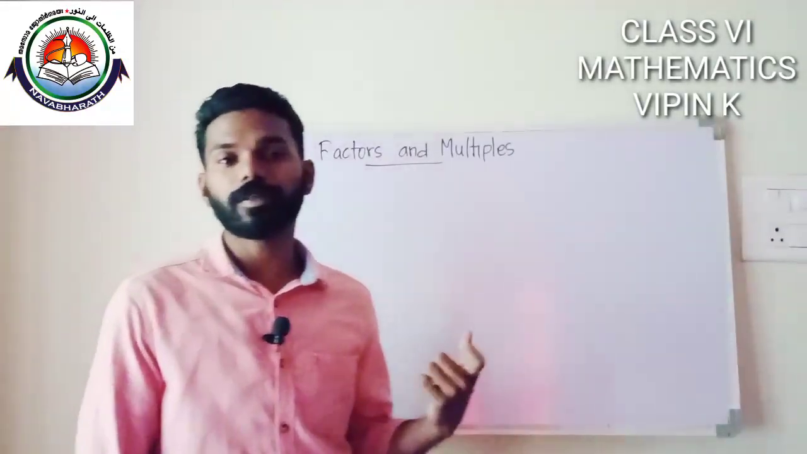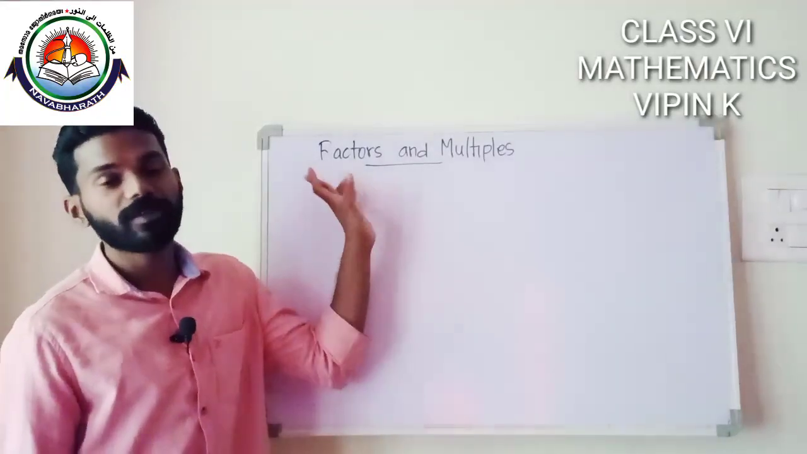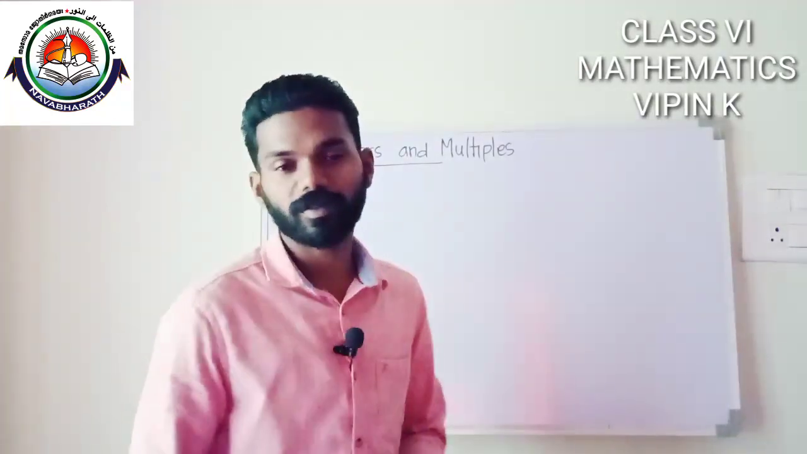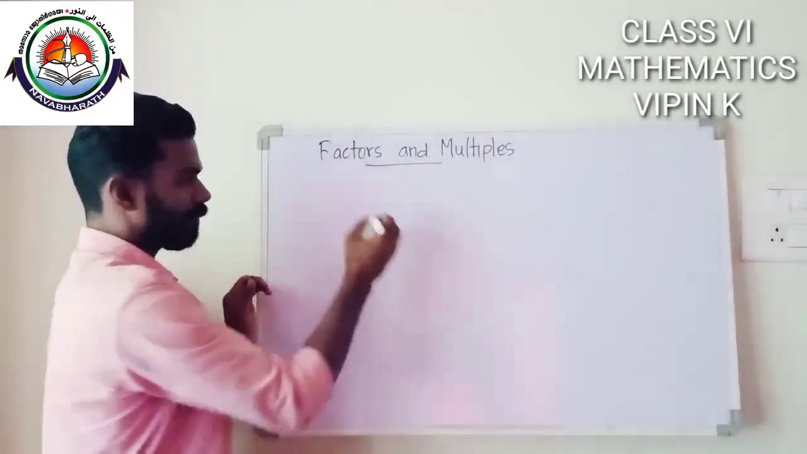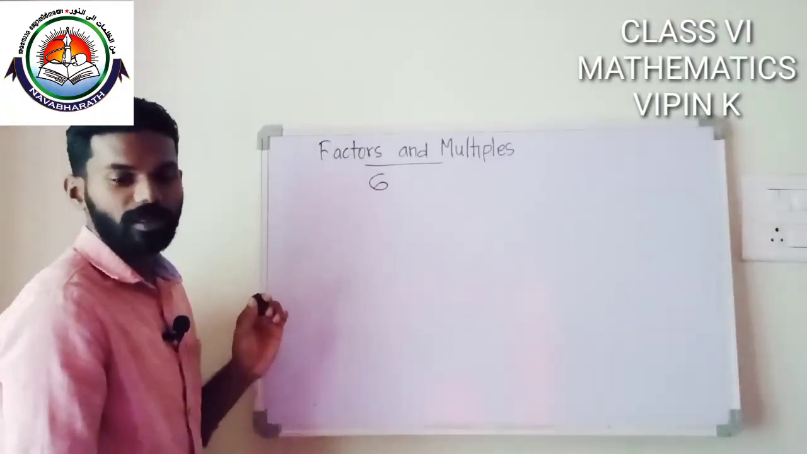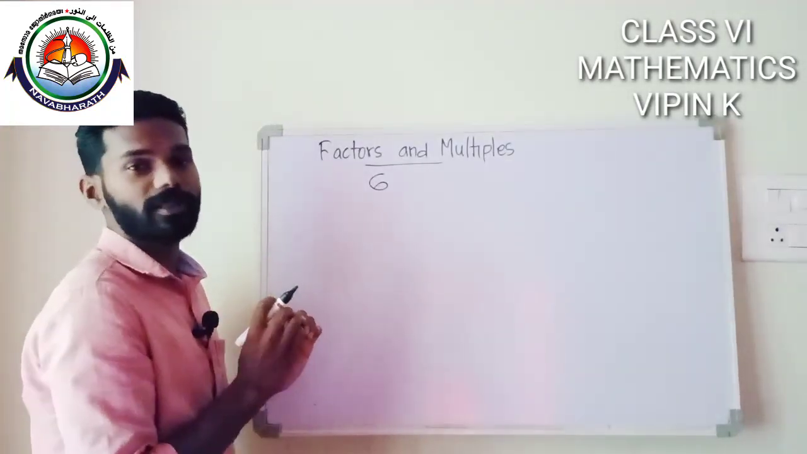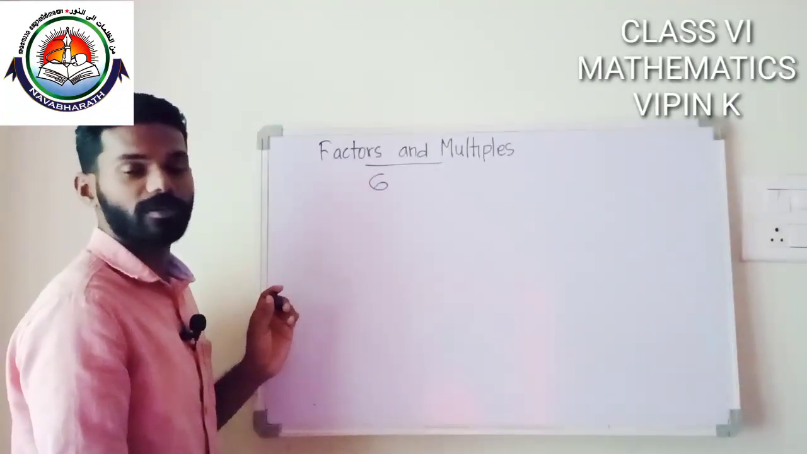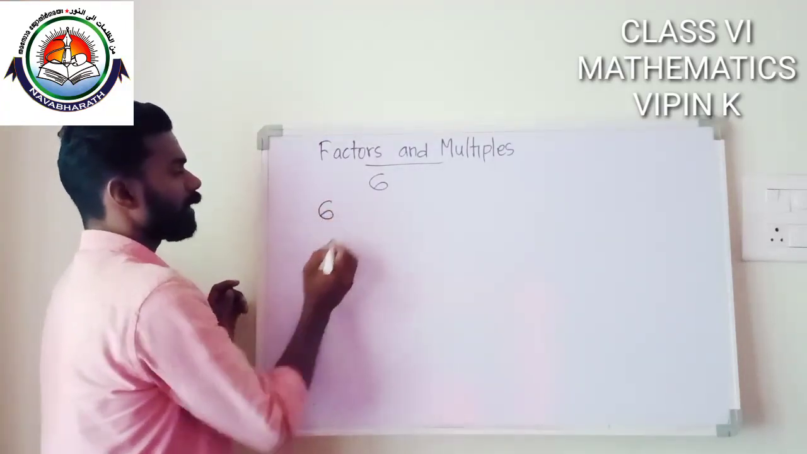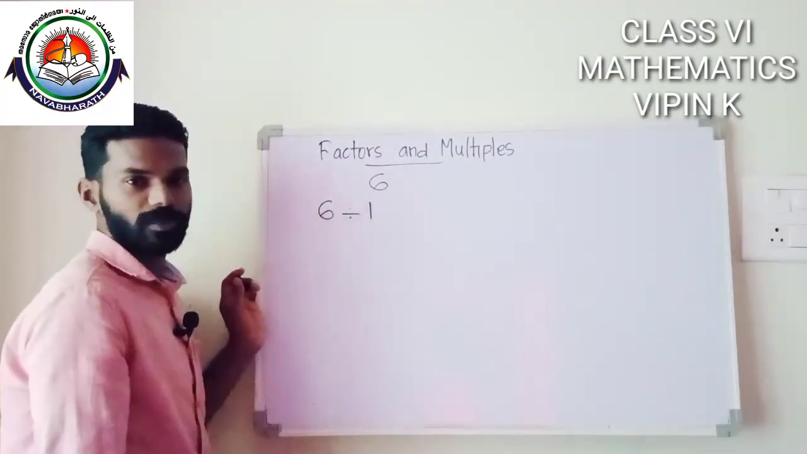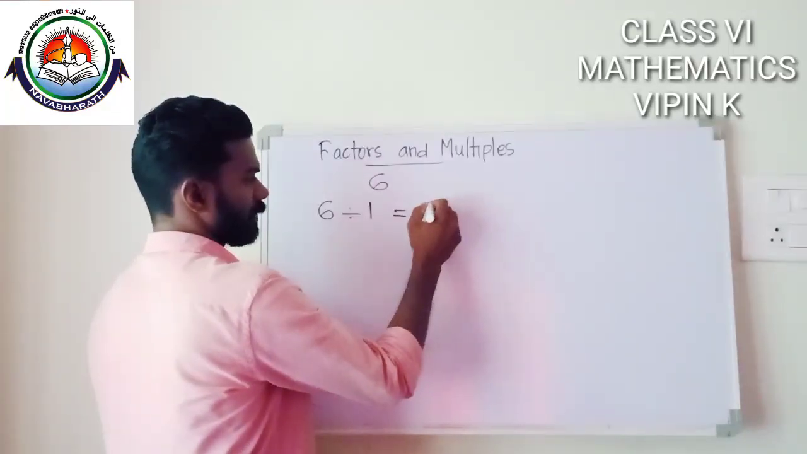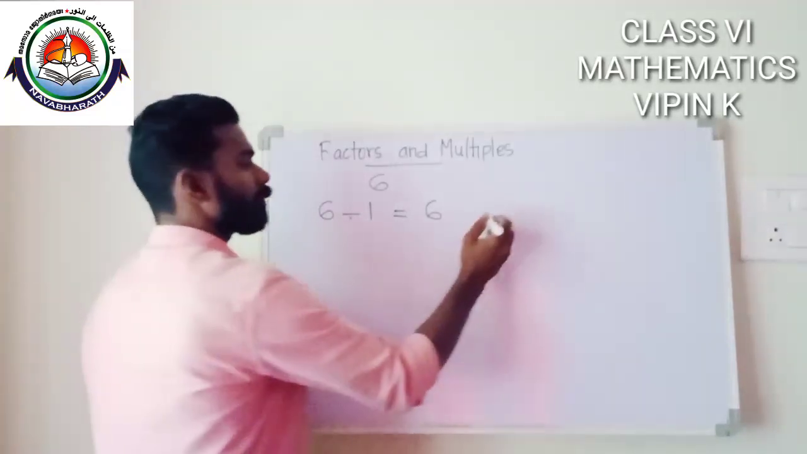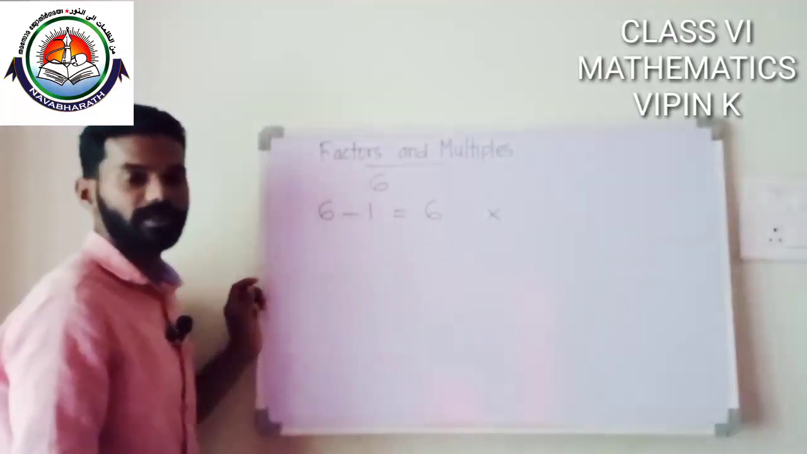Now we are going to understand the concept of factors and multiples by using an example. Suppose I have taken a number 6. And now I am going to divide this 6 by different divisors. First of all, I am going to divide this 6 by the number 1. And you know the answer is 6 itself. 6 divided by 1 would be 6 itself, and there would not be a remainder.